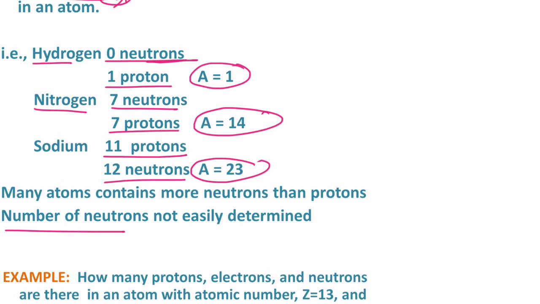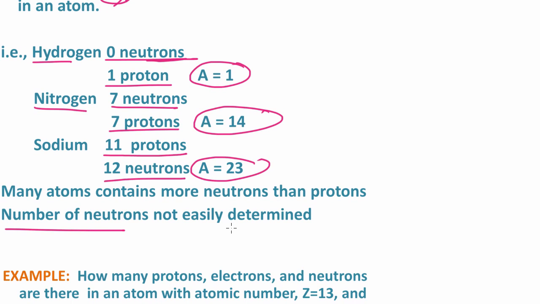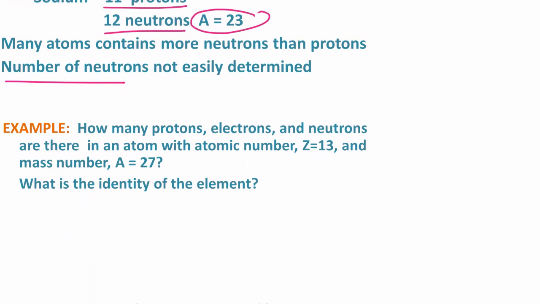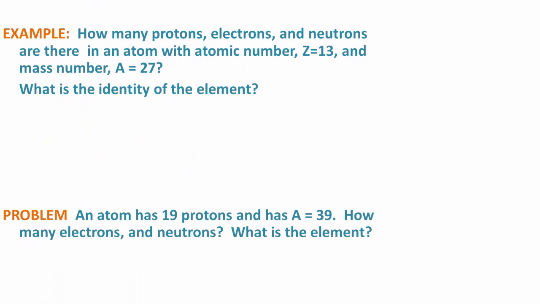We cannot do it. Remember what I said. A is always a whole number. Why? Because it's the sum of protons and neutrons. We don't have half neutrons or half protons. Okay, let's take a look at an example here. We have 2 examples, or 2 problems.